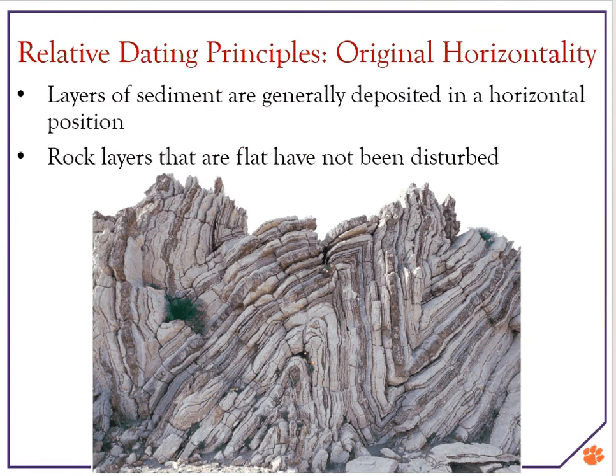The second principle is called original horizontality. This principle assumes that all the sedimentary layers are deposited in a horizontal position. So if they are still horizontal, that means they have not been disturbed. If they are curved or changed in shape, anything other than horizontal, like in this picture, that means they went through some tectonic events and have been disturbed.